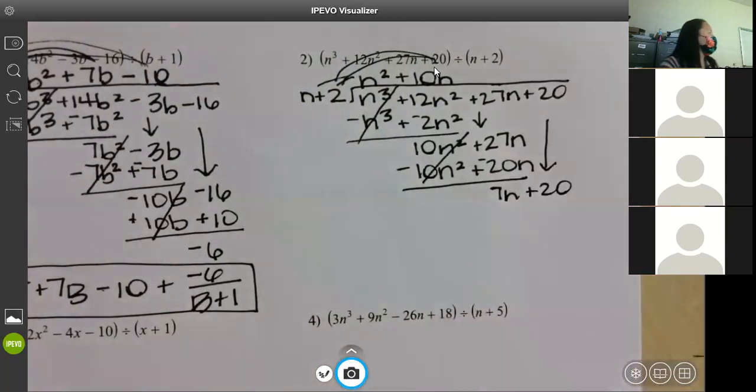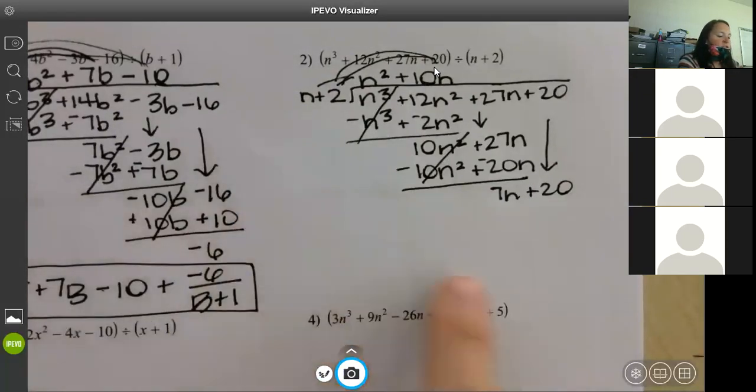7n. And then bring down your plus 20. Just make sure you're watching your signs. The thing that'll kill you on this is your signs. You guys will know how to do it and you work it just fine, but you can't find the answer because you made a positive where it should be a negative or a negative where it should be a positive. That's the typical mistakes that I see in long and synthetic division.